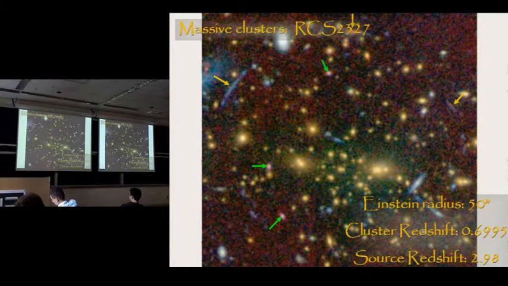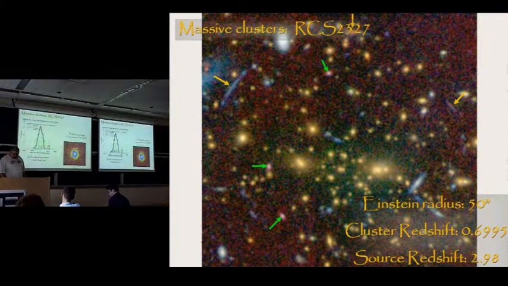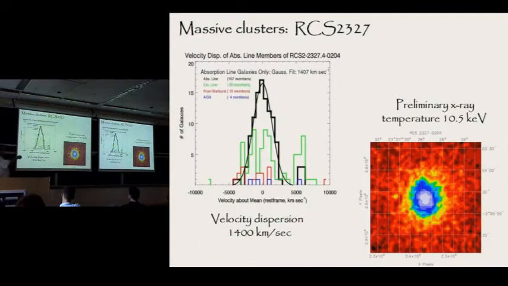This is another system, from RCS2 now, RCS 2327. This is a cluster at redshift 0.7, which has an Einstein radius of 50 arcseconds for a source at redshift 3, this arc here. This is a very massive cluster. We have a lot of other data, very well measured velocity dispersion, X-ray temperatures, everything else.